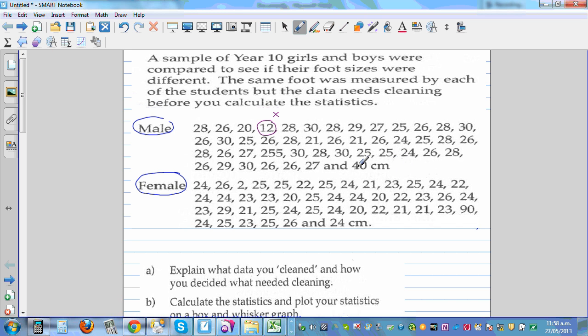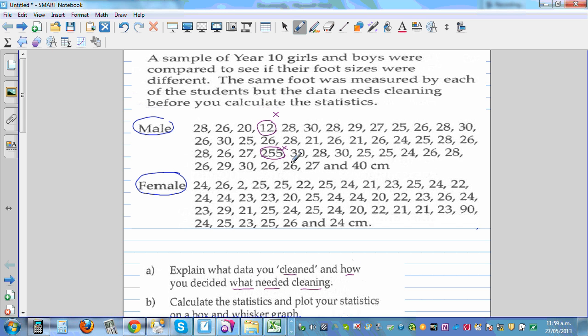Then what else can you see? Here is a student with a foot size of 255 centimeter. Well, that also doesn't seem to be proper, so I'm going to ignore that. Okay, 40 is possible, so this is cleaning. Okay, so the first question is explain what data you cleaned and how you decided what needed cleaning.